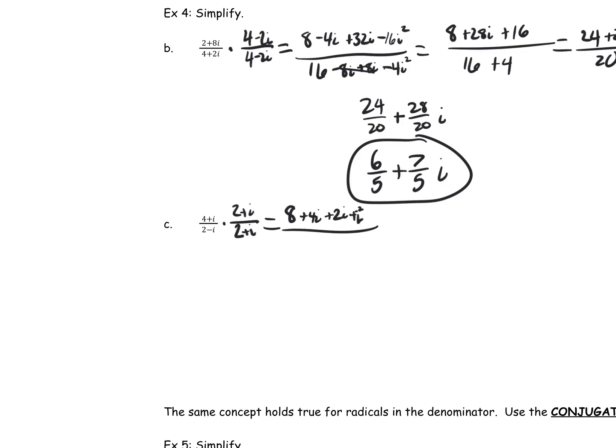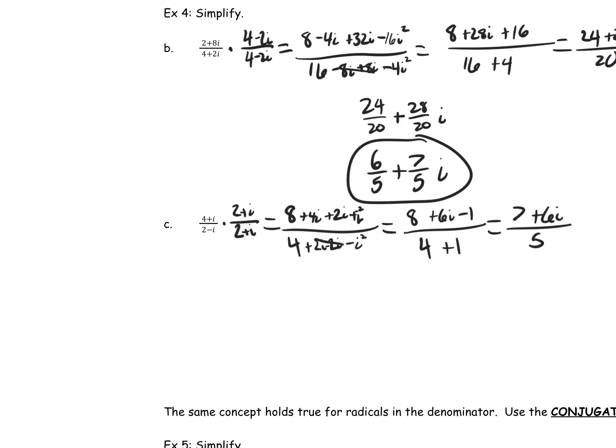And then on the bottom, 2 times 2 is 4. 2 times i is 2i. Our negative i times 2 is negative 2i. And then we have negative i times i, so that's negative i squared. So we need to simplify and clean that up. We got 8 plus 6i, i squared is negative 1, over 4, the 2i and the negative 2i cancel. Negative i squared is going to be positive 1. So 8 minus 1 is 7, plus 6i over 5.